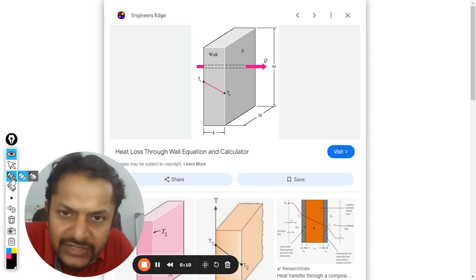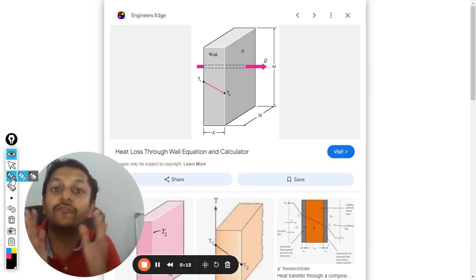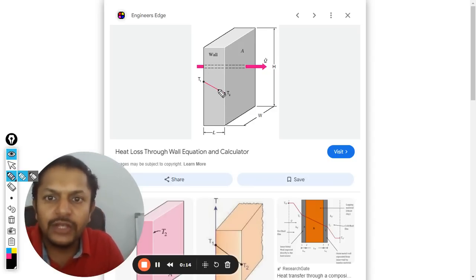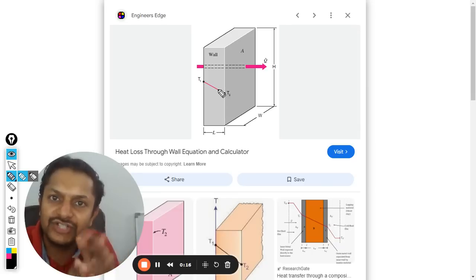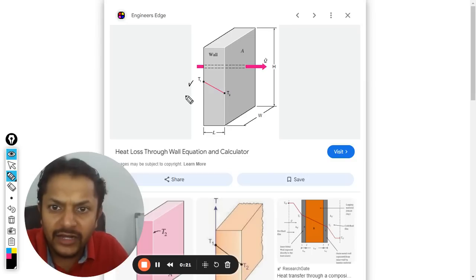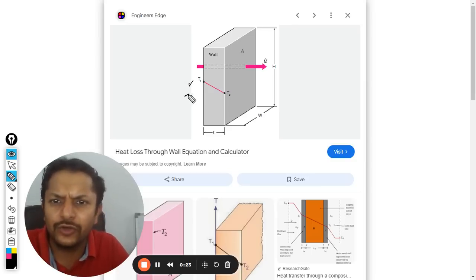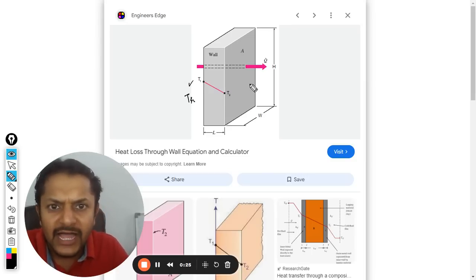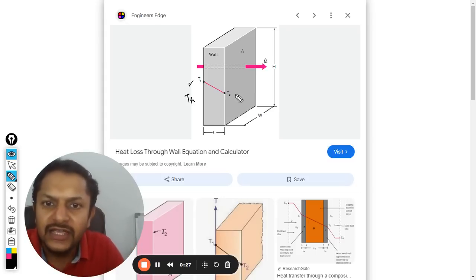So the first application is that let us consider a wall here. This wall is separating two different chambers. So you can say this room here is maintained at a higher temperature, which is T1. In this case, you can call it TH, no problem with that. And the room on the right hand side is maintained at a lower temperature, which is TC.